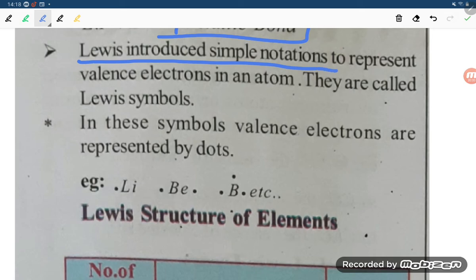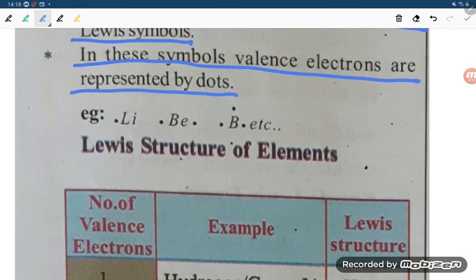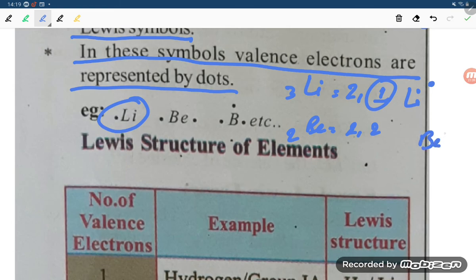Lewis introduced a simple notation to represent valence electrons in an atom. They are called Lewis symbols. In these symbols, valence electrons are represented by dots. Lithium has 3 electrons, that is 2 and 1, and 1 is the valence electron, so lithium has 1 dot. Beryllium has 2 and 2, so 2 valence electrons, so it has 2 dots, and boron has 3 dots.